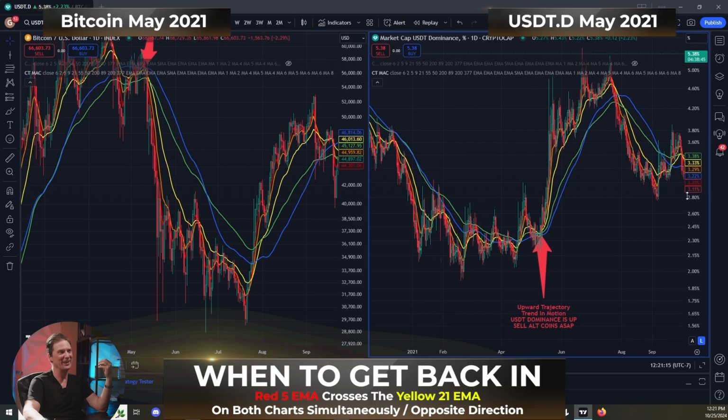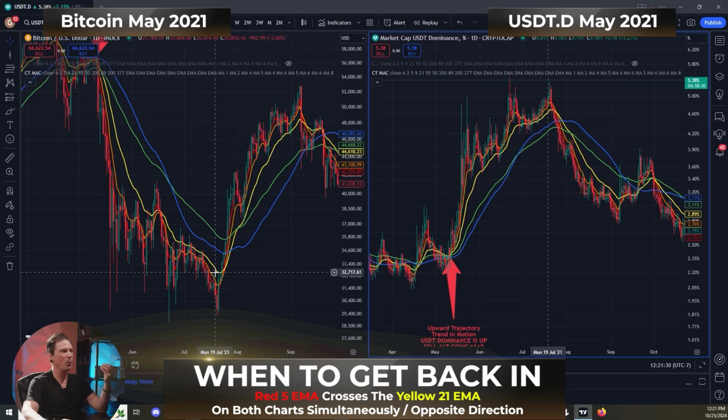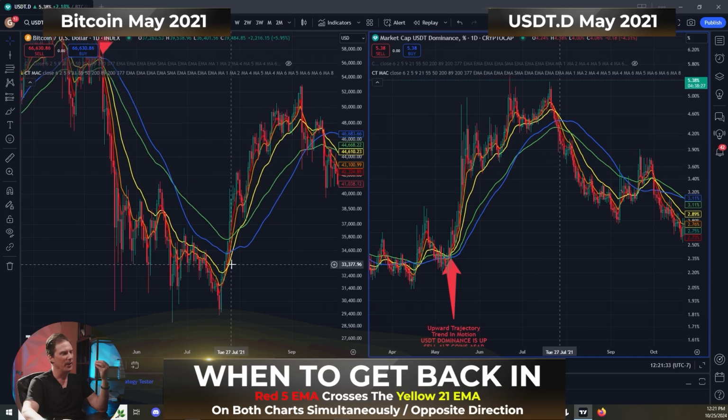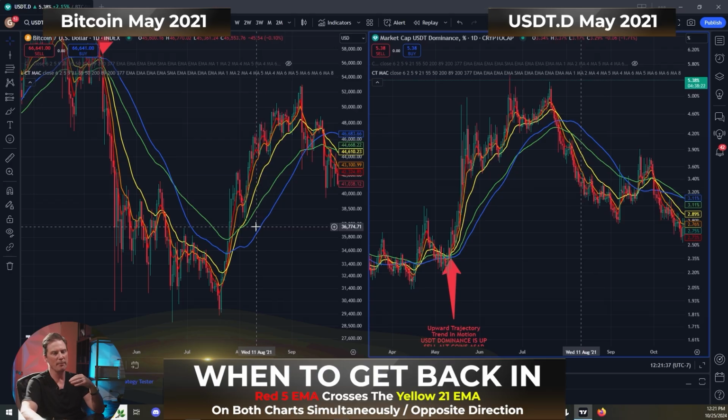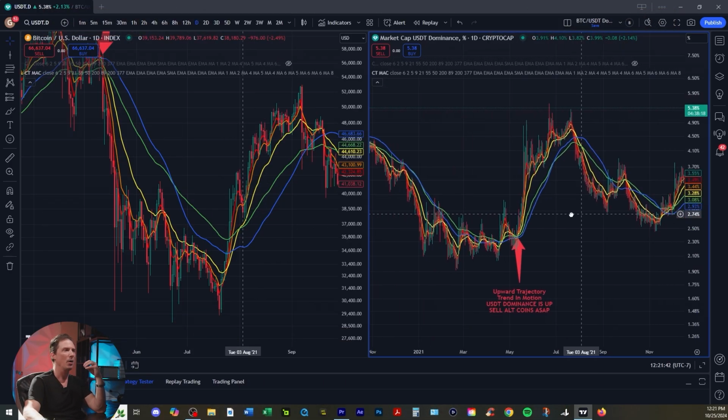I wish I knew about this in the last bull run, you guys. It would have been awesome. So what do we end up seeing when the market starts going back up? We've got a perfect trend in motion on Bitcoin and an inverted trend in motion on Tether. And that is how you guys need to be taking profits on your altcoins.